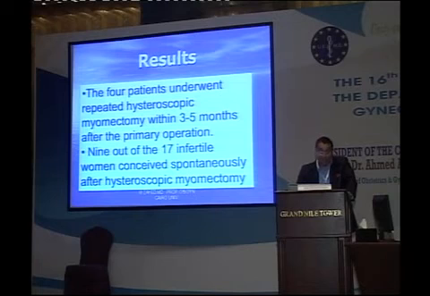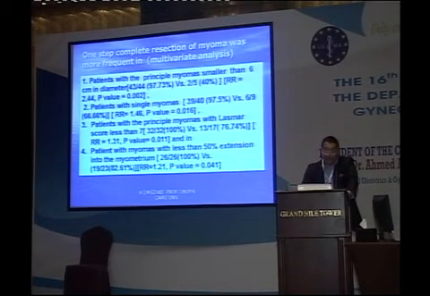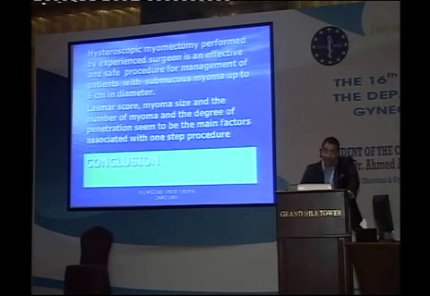9 out of the 17 infertile patients conceived spontaneously. And in the multivariate analysis, we found that one-step complete resection of the myoma was more frequent in patients with the principal myoma smaller than 6 centimeters in diameter, patients with single myomas, patients with principal myomas with a score less than 7, and patients with myomas with less than 50% extension into the myometrium. These characteristics will lead to a higher incidence of one-stage procedure.